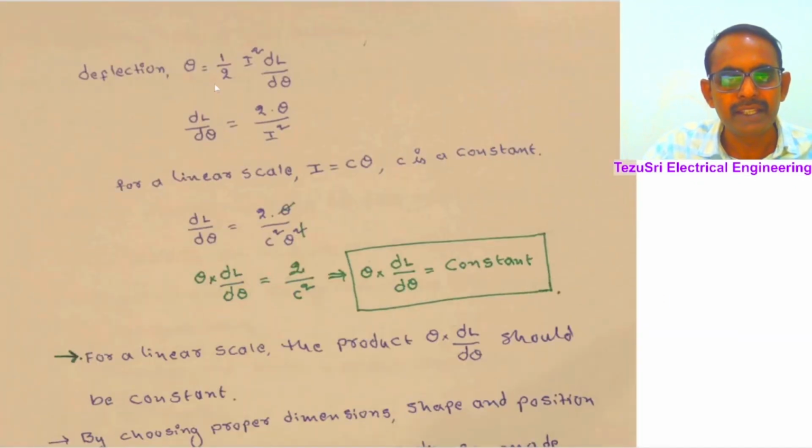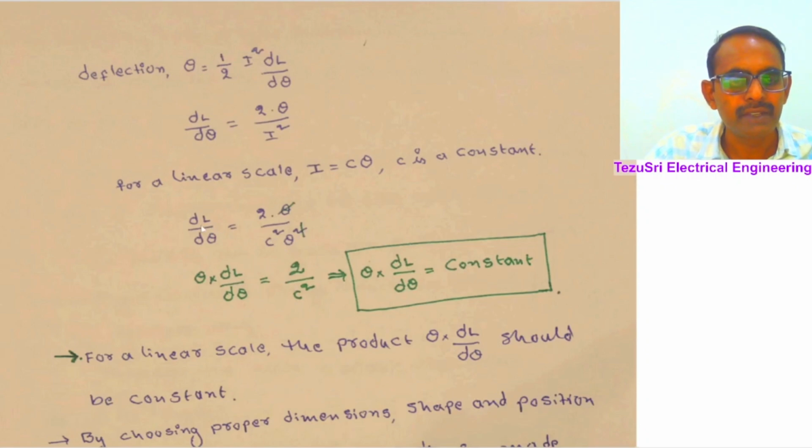Here deflection theta equals half I square dL by d theta, so dL by d theta equals 2 into deflection by I square. For a linear scale, I equals c theta, where c is a constant. Then putting I equal to c theta, we get dL by d theta equals 2 theta by c square theta square.